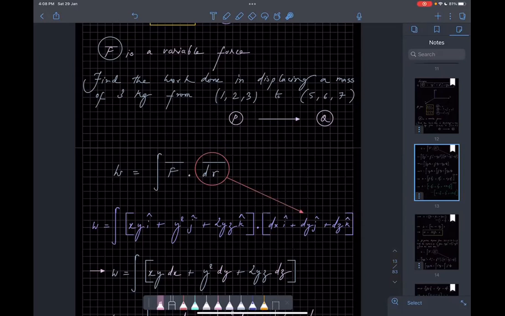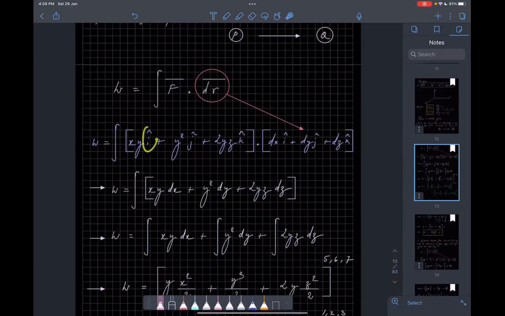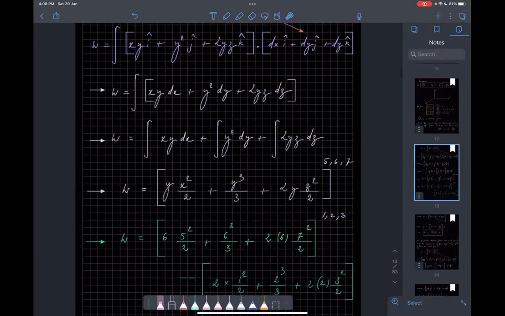Now when you take the dot product, you multiply the coefficients of i, you multiply the coefficients of j, and you multiply the coefficients of k. That is how you do the dot product. Now you got 3 terms. You have to separate 3 integrals. So I have separated these 3. After separating the 3, now I will integrate.